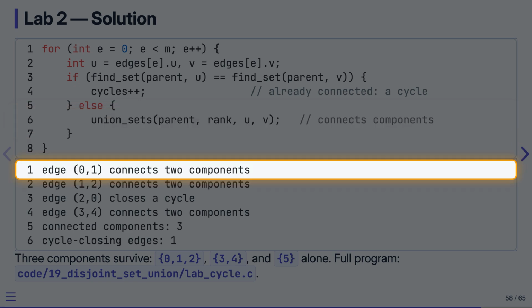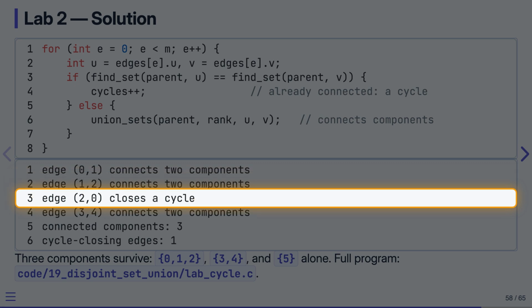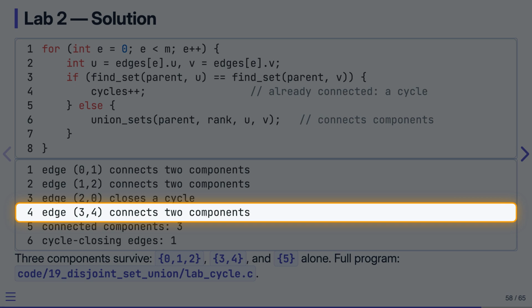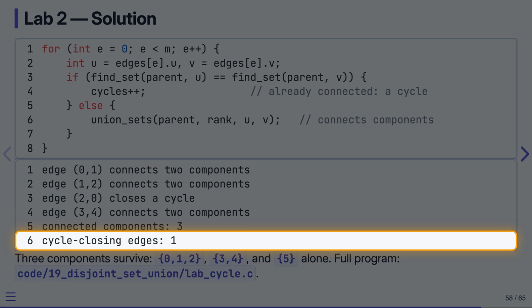Now the output. Edge 0,1 connects 2 components. Edge 1,2 connects 2 components as well. Edge 2,0 closes a cycle. Its 2 ends were already linked through the triangle. Edge 3,4 connects 2 components. Connected components 3. Cycle closing edges 1. The 3 groups are 0, 1, 2, 3, 4, and 5 all alone.